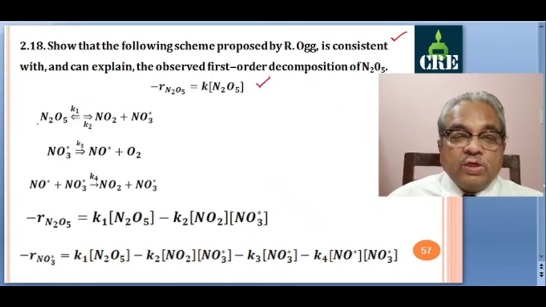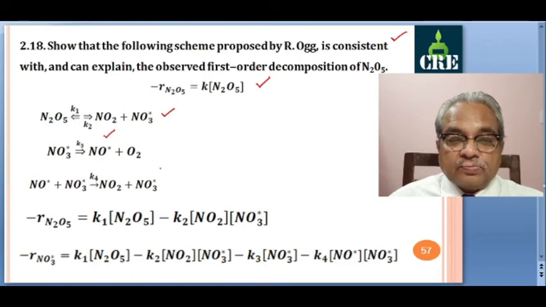Which is the proposed scheme? N2O5 gives NO2 plus NO3 star, which is an intermediate or activated complex, in a reversible reaction. Then NO3 gives NO star plus O2 with rate constant K3. And then the next reaction, NO star plus NO3 star. So this NO star is another intermediate. These two intermediates combine to give you NO2 plus NO3 star.